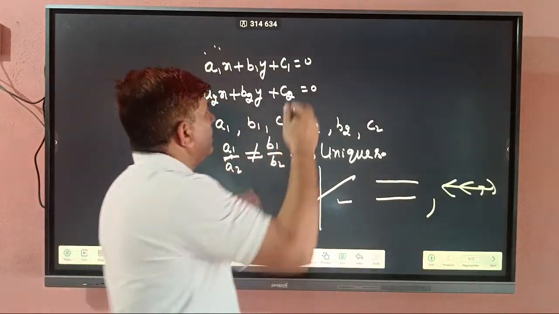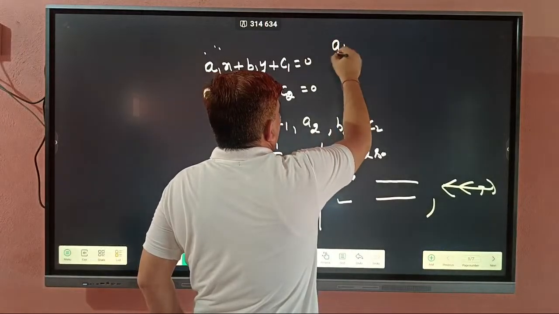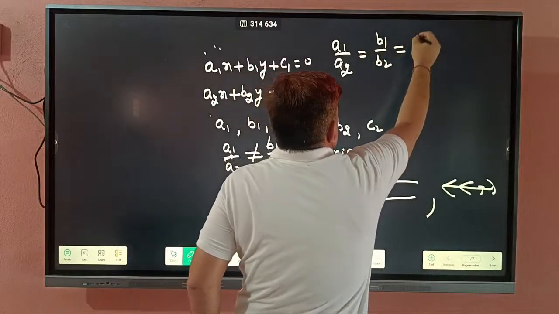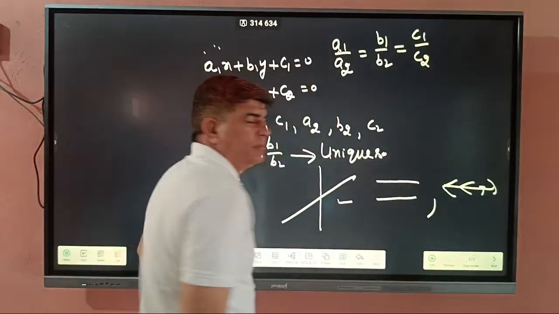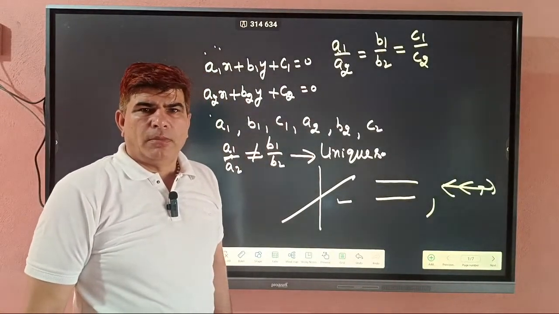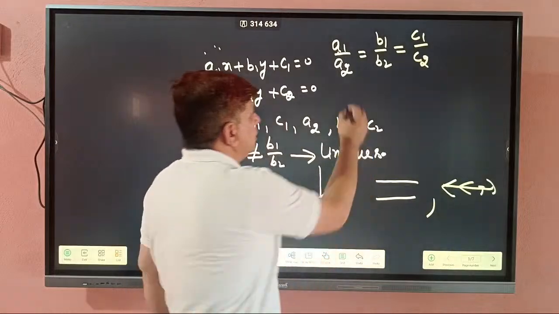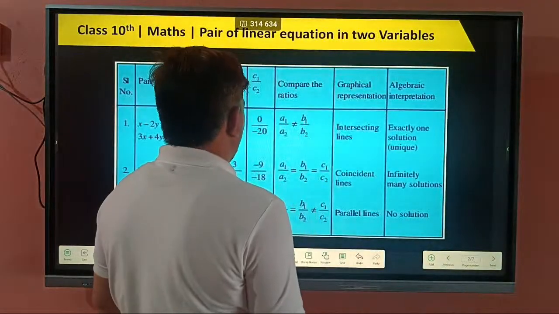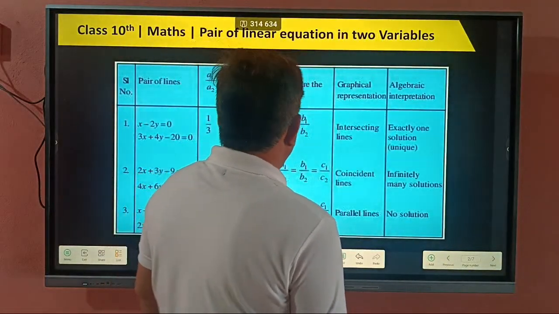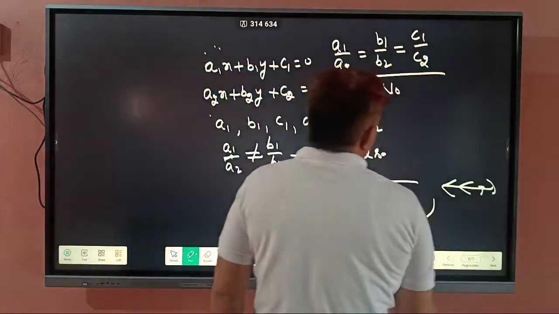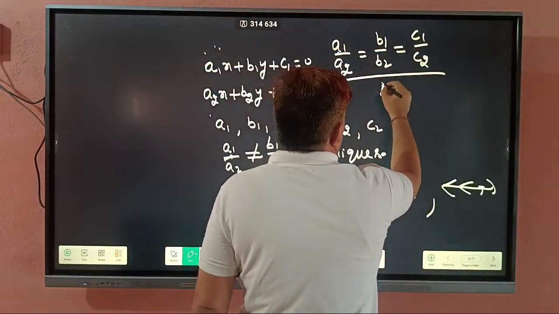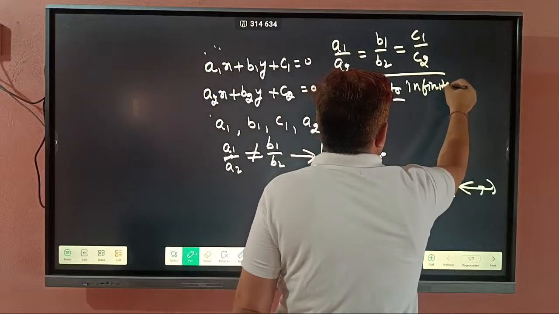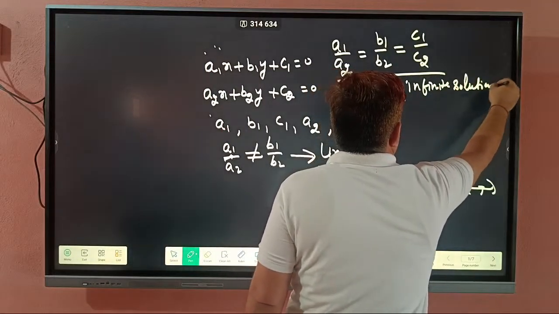Understood? The first condition is possible. Otherwise, a1 by a2 is equal to b1 by b2, and then the third is equal to c1 by c2. So what can we say? How many solutions? All the lines are coincident. Coincident means one line lies on the other line. How many solutions? Infinite solutions.